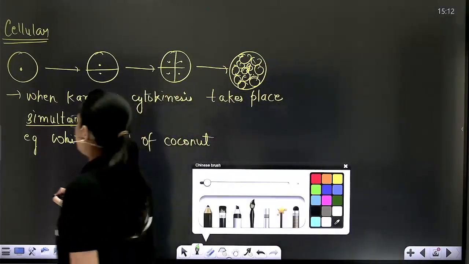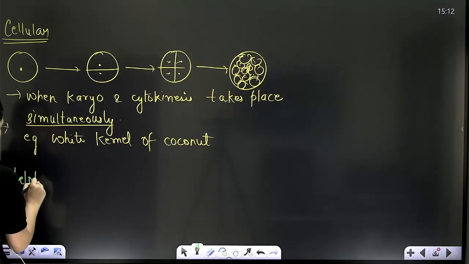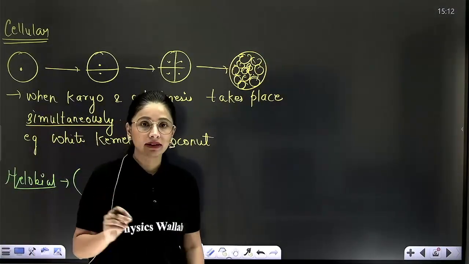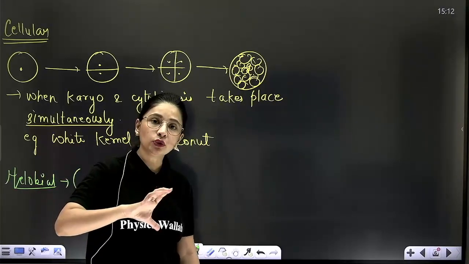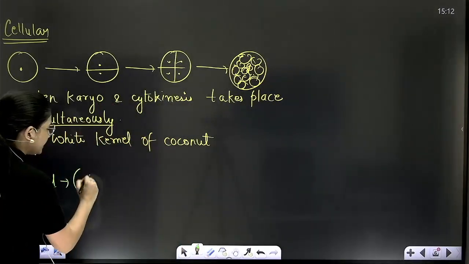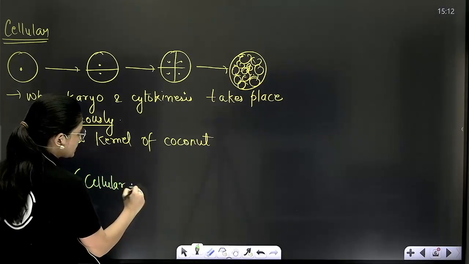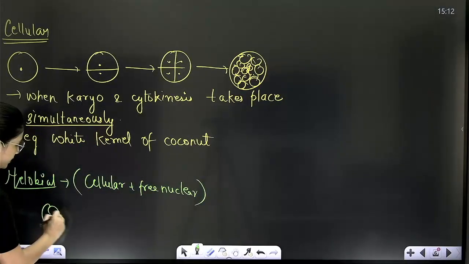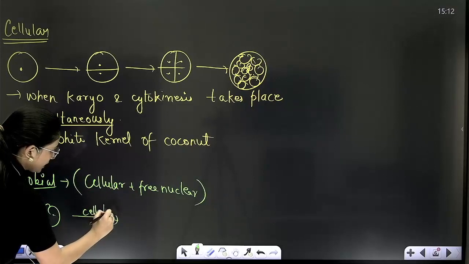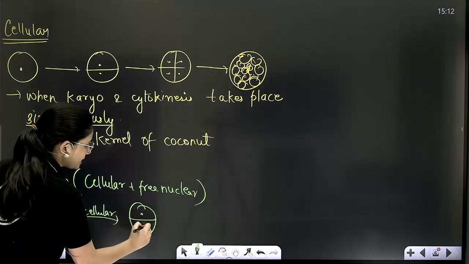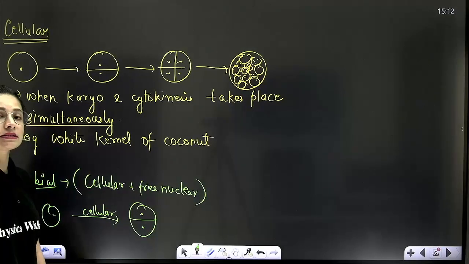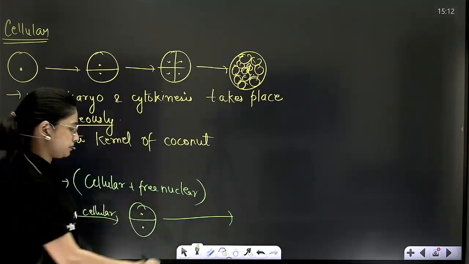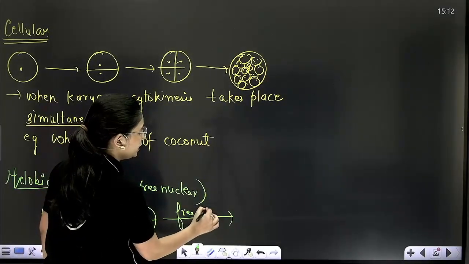type is helobial. Third type of endosperm development is helobial. Basically, this helobial type of endosperm development is a mix of free nuclear and cellular. See how. The first division is cellular. That means when the first karyokinesis takes place, it will be followed by cytokinesis also. But now, after this, whatever division takes place, they all are free nuclear.